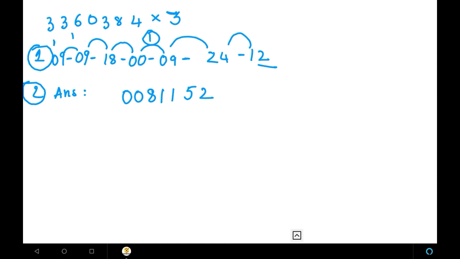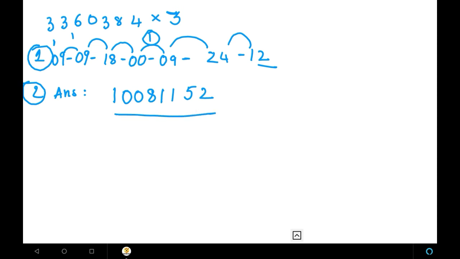See, we didn't have a pair next time. So we have just got a single digit, that is 0. And we have got a carrier as 1. So what you have to do is add the single digit and the carrier. The single digit here is 0 and the carrier here is 1. So 0 plus 1 is 1 itself. So the answer we get for multiplication 3360384 into 3 is 10081152. This is the answer.